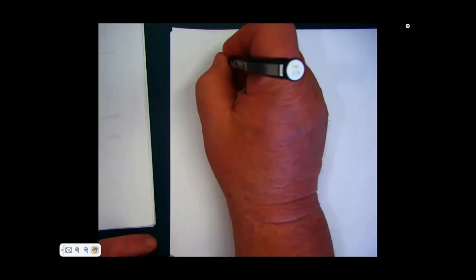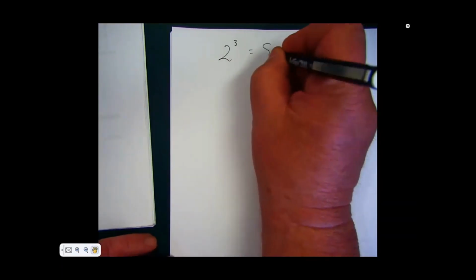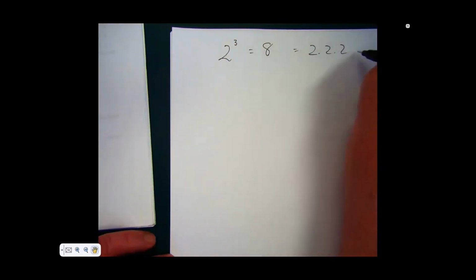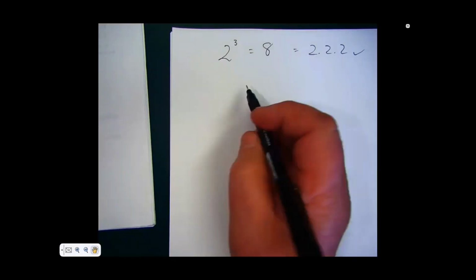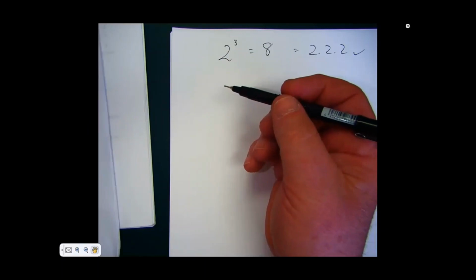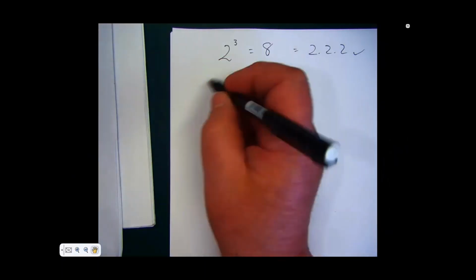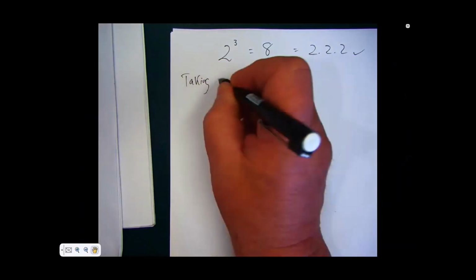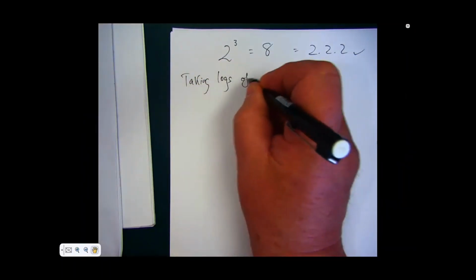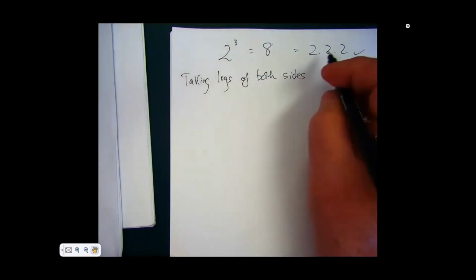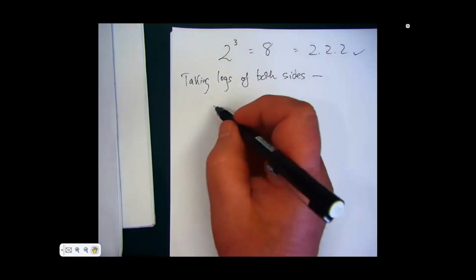So what I've started with there is 2 cubed, which we know is 8, because this is 2 times 2 times 2. That's correct. Now when we're using logarithms, what we can do, and I tend to jump straight into this, is this, and I show students this way. Taking logarithms of both sides. Now of course in your calculations you don't have to keep writing this, but you just remember this.